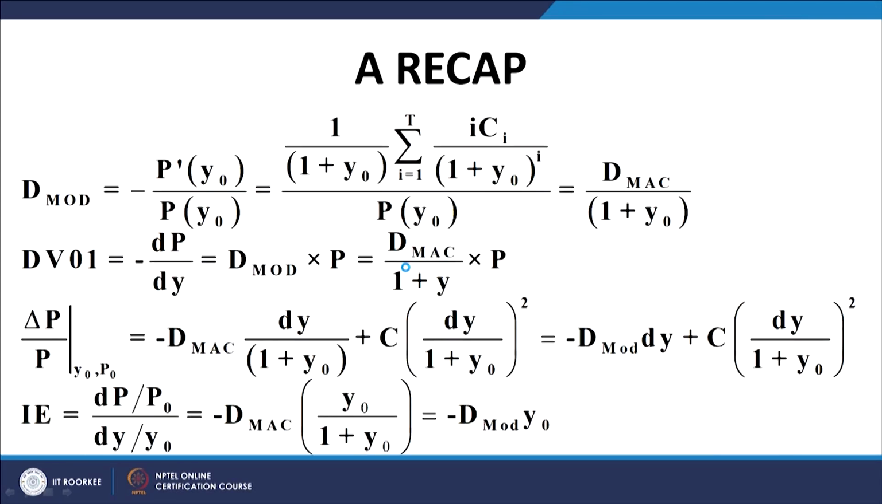This is a recap of the various formulas. The dV01, that is the dollar value per basis point, is simply the negative derivative of the price with respect to the YTM. We have the duration and the modified duration as well, which is related to the Macaulay duration by this expression, D_mac upon 1 plus y naught, where y naught is the point at which we are working. Then we talked about the interest rate elasticity, which is given by this expression.